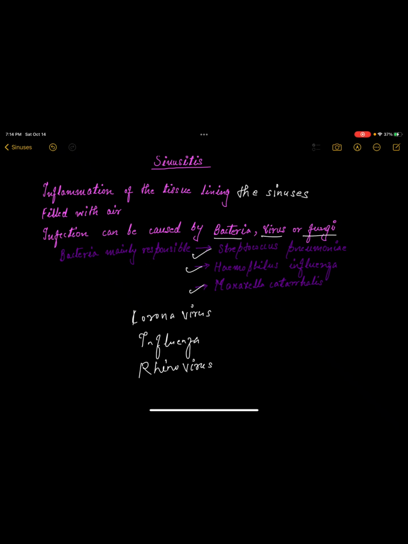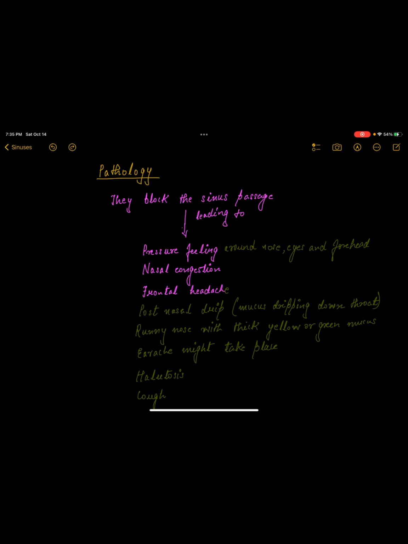And sinusitis due to fungi is very rare, because only if a person has very low immunity will fungal sinusitis develop. Now the pathology of sinusitis: due to any reason, an infection develops that blocks the sinus passage, and due to this blockage there will be a pressure feeling around the nose, eyes, and forehead, because all the sinuses are interconnected. There will also be nasal congestion and frontal headache.